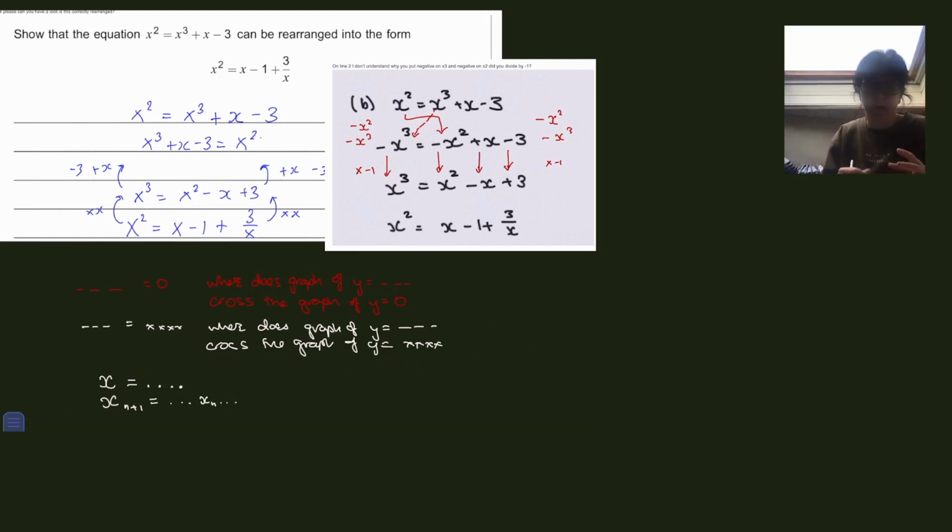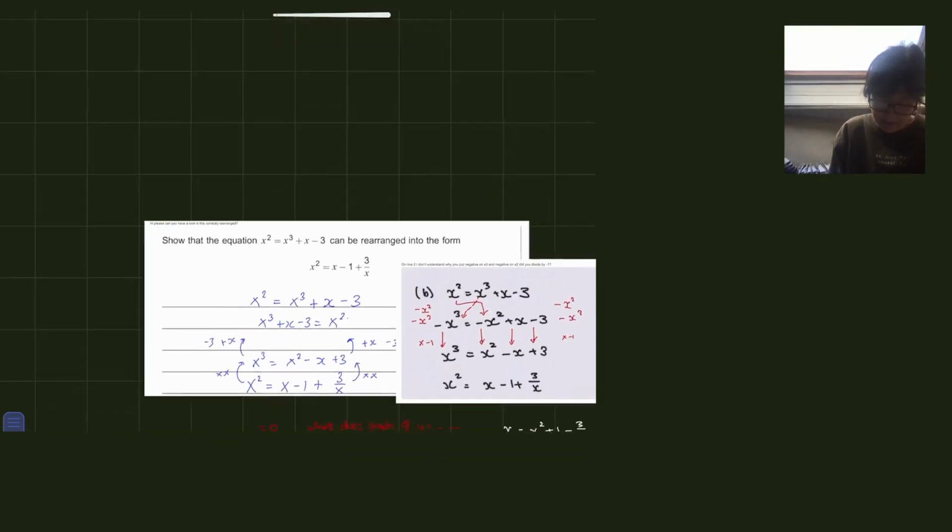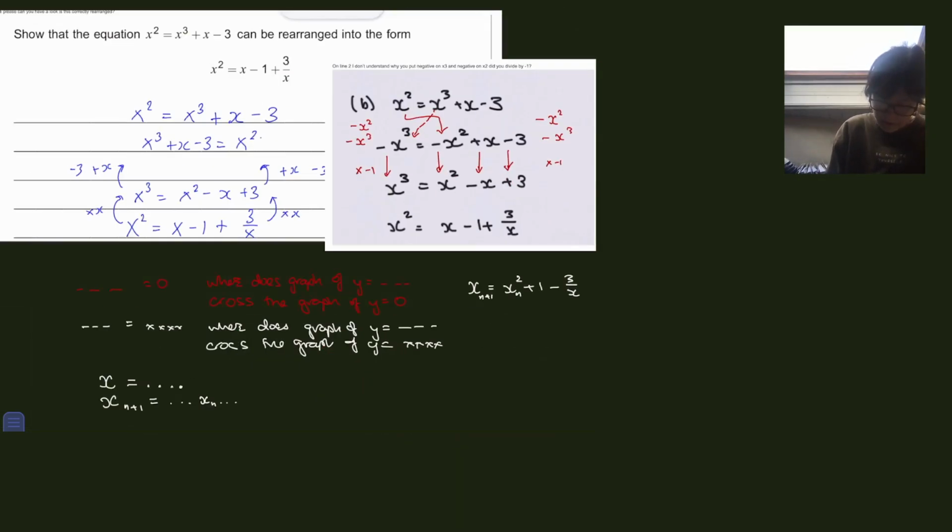So the one that we've done in this question where we've rearranged it, we can't actually use that as an iterative formula yet because it still says x squared. So we could swap the x squared and the x, or we could move everything apart from the x to the other side. So we could have x equals x squared plus 1 minus 3 over x. That would potentially be okay as an iterative formula. Xn plus 1 is xn squared plus 1 minus 3 over xn.